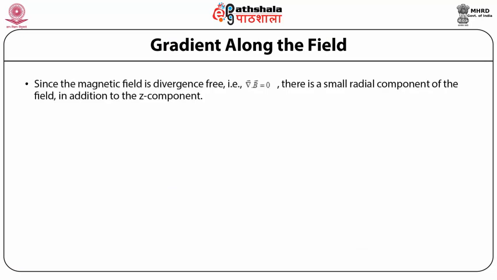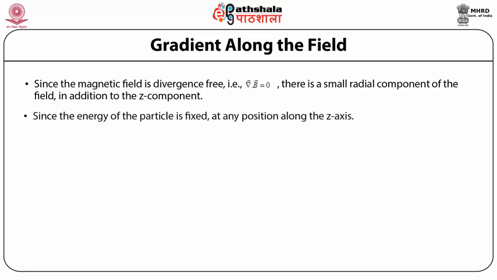Since the magnetic field is divergence free, that is del dot B equals 0, there is a small radial component of the field in addition to the z component. For simplicity, we assume cylindrical symmetry. Suppose that a particle is spiraling around the z-axis in an orbit with small radius. So at z equals 0, the field strength is B0 and the transverse velocity of the particle is V perpendicular naught and the parallel component is V parallel.